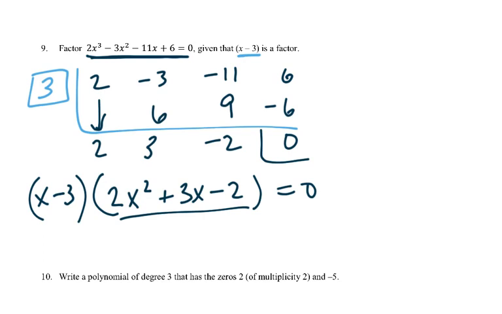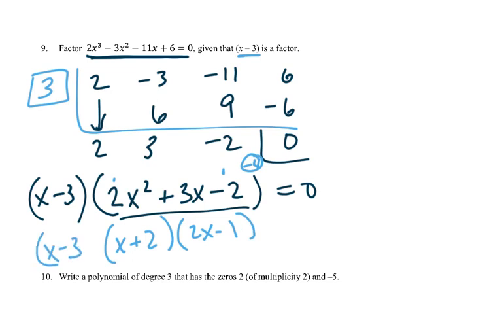2 times negative 2 is equal to negative 4. A times C gives me negative 4. Write out the factors of negative 4. That would give you a positive 3. When it comes down to it and we factor this, we end up getting that this factors to x plus 2 times 2x minus 1. So I have x minus 3 times x plus 2 times 2x minus 1 equals 0.